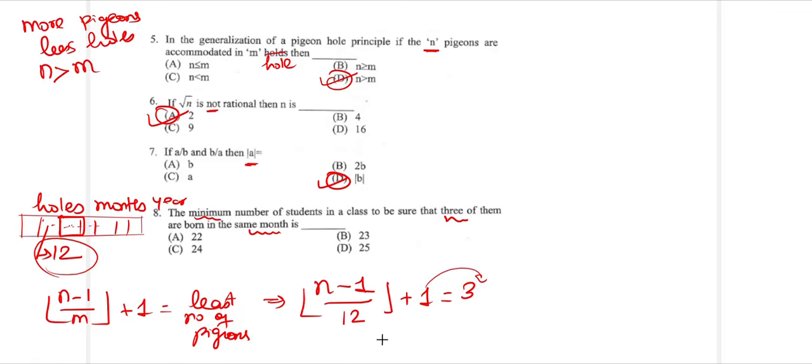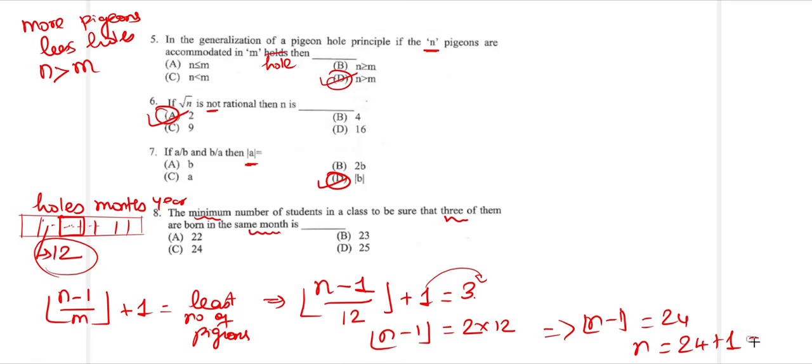Take this to the opposite side. 3 minus 1 makes it 2. Cross multiply this 12. So 12 into 2 is my n minus 1. So this makes it floor of n minus 1 equal to 24. The floor value can be removed and you can get the minimum value as 24 plus 1. So that makes it 25. So the least number of people who are having their birthdays in the same month, to make sure at least 3 of them are there, n is going to be 25. Only if you have 25 people can a minimum of 3 of them have their birthdays in the same month.